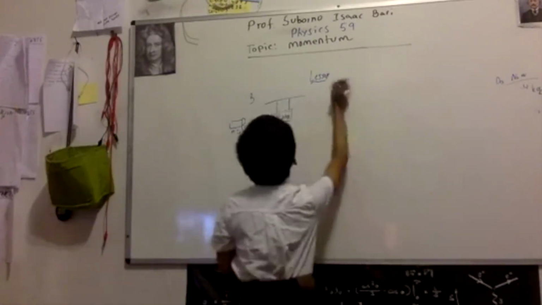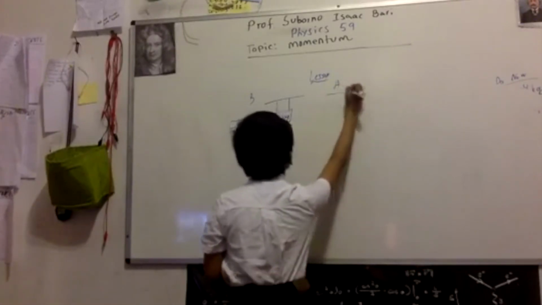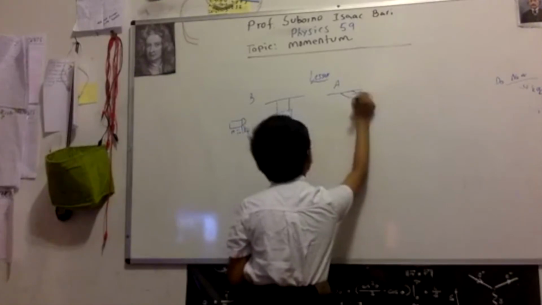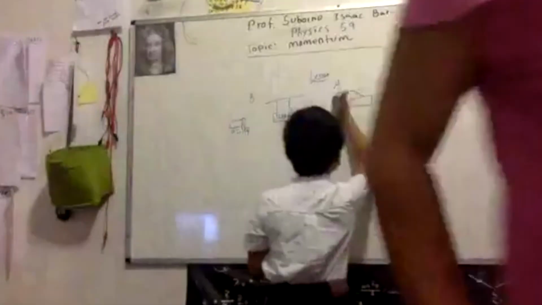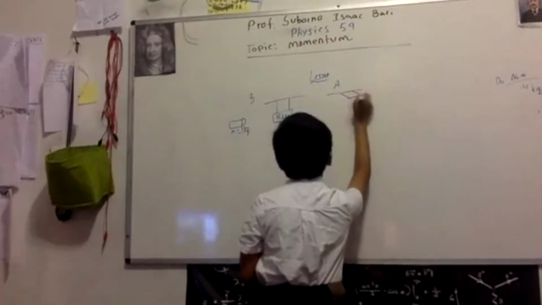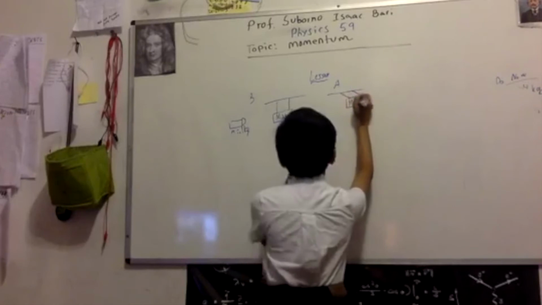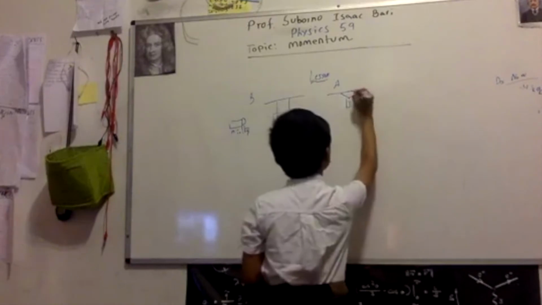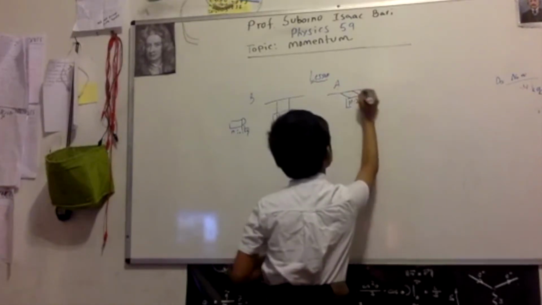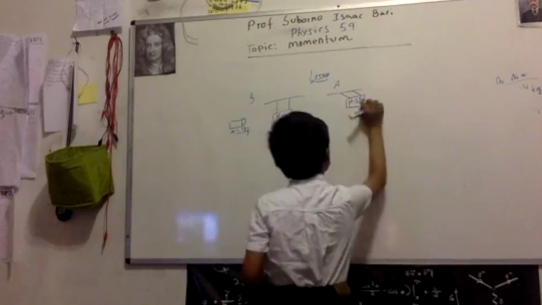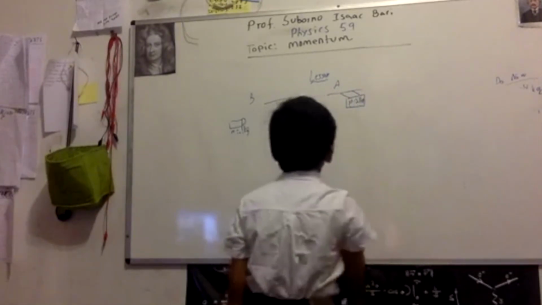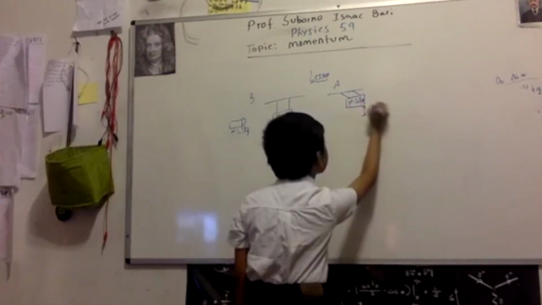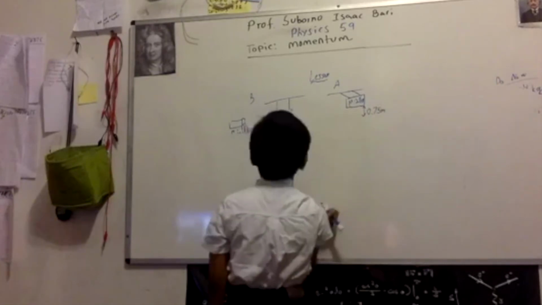So this is before and after the collision. The pendulum rises up. The pendulum rises up, and remember, the bullet is lodged in it, so they move together with mass 2.1 kilograms. And it rises simply 0.75 meters.